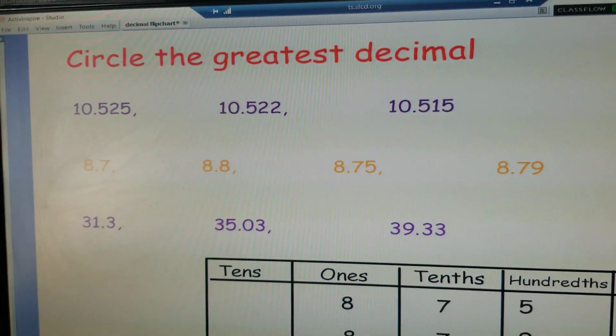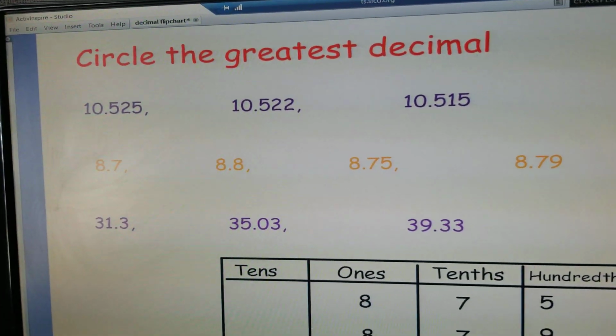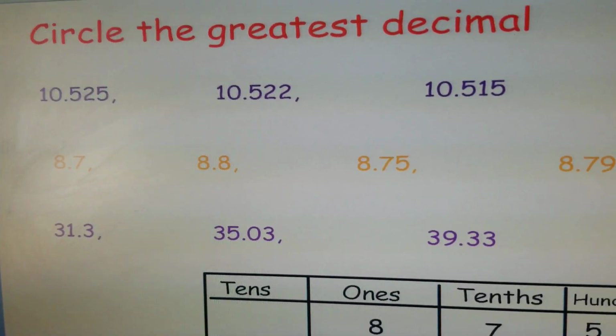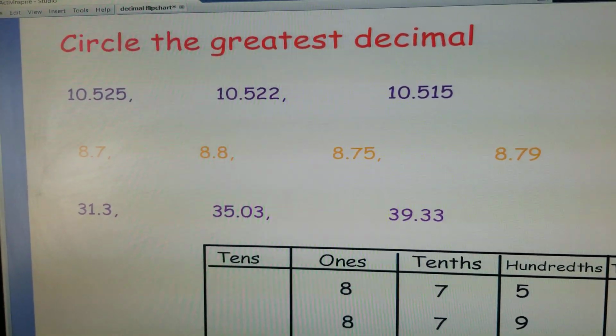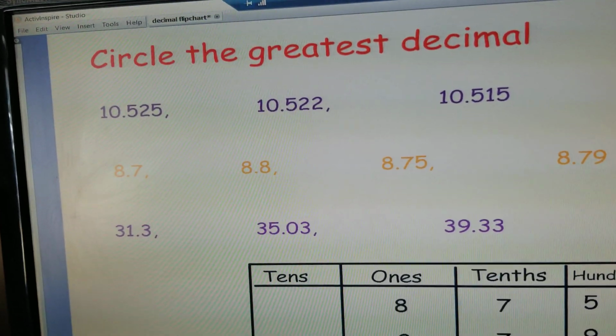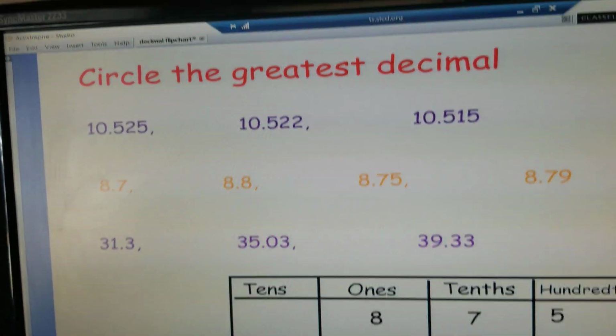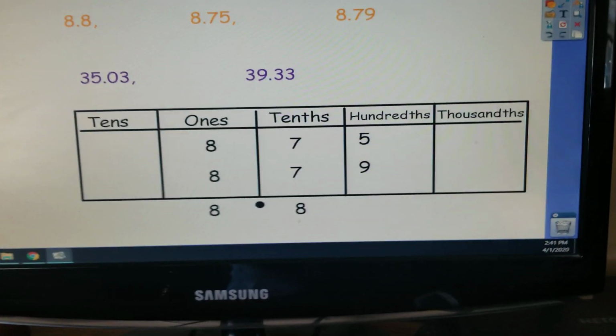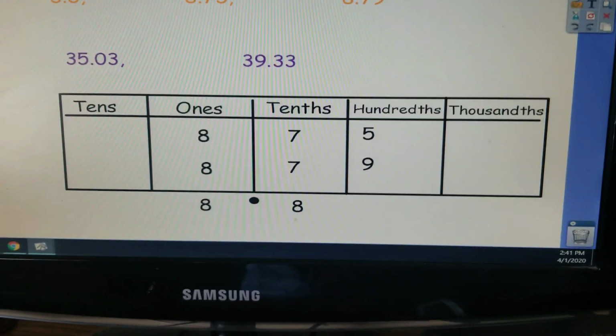39 is the greatest number. Which one is the smallest number? Right? 31 would be the smallest number. Okay, so right away we know which is the greater decimal and which one is the smallest decimal. Another way to compare decimals is to line up your decimals on a decimal chart.